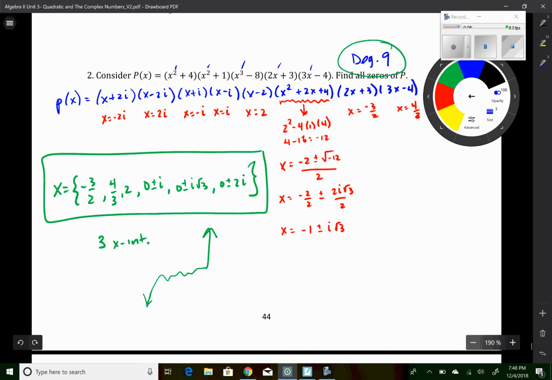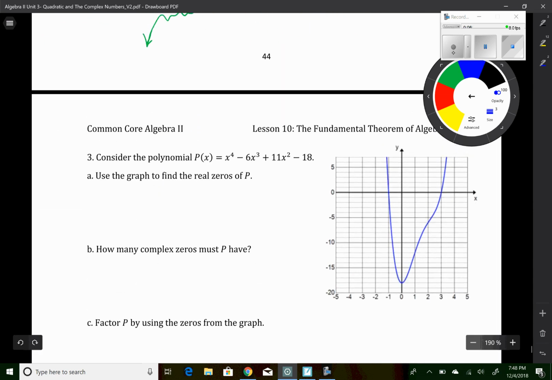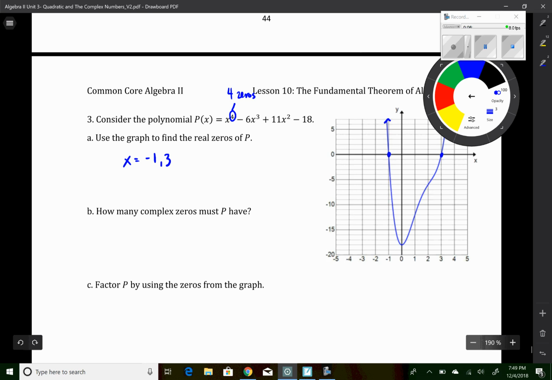Okay, moving along. Number 3 gives us a polynomial. I hate that the printout did this. Those should have arrows on it. All right, so we have, consider the polynomial p of x is x to the 4th. So this is quartic. So that tells us I have 4 zeros. Out of the 4 zeros, 2 of them are real. So negative 1 and 3. So the real zeros are negative 1 and 3. How many complex zeros must we have?